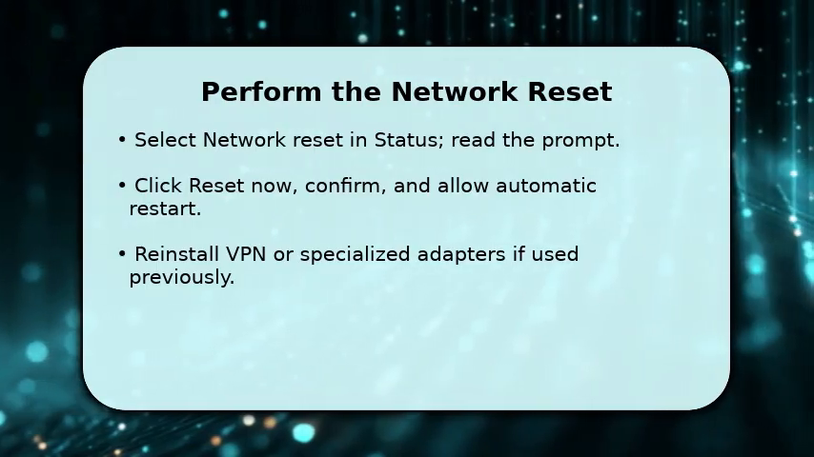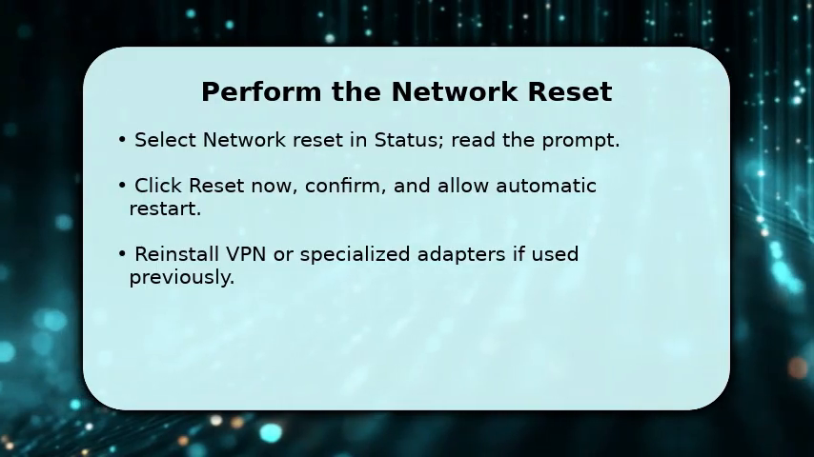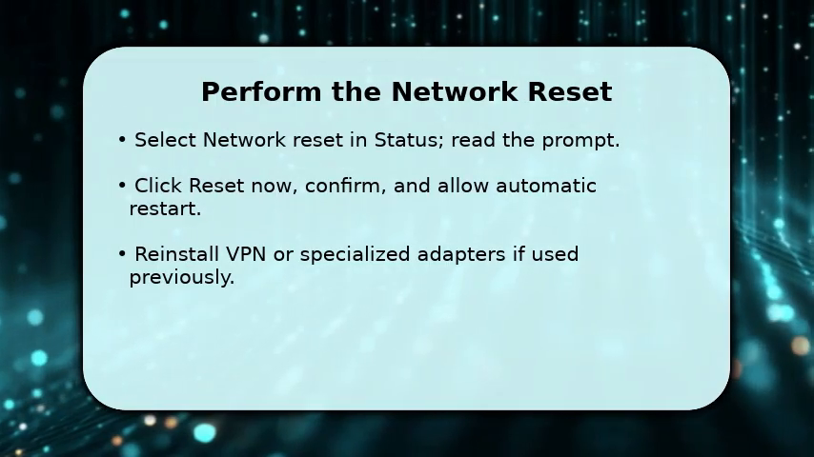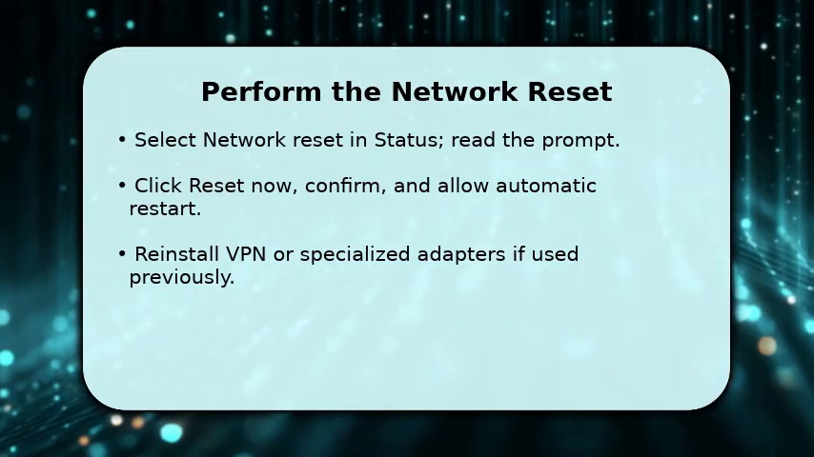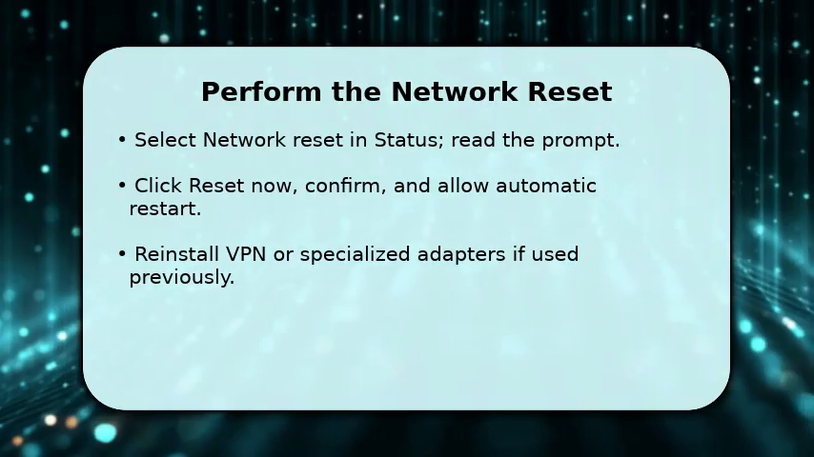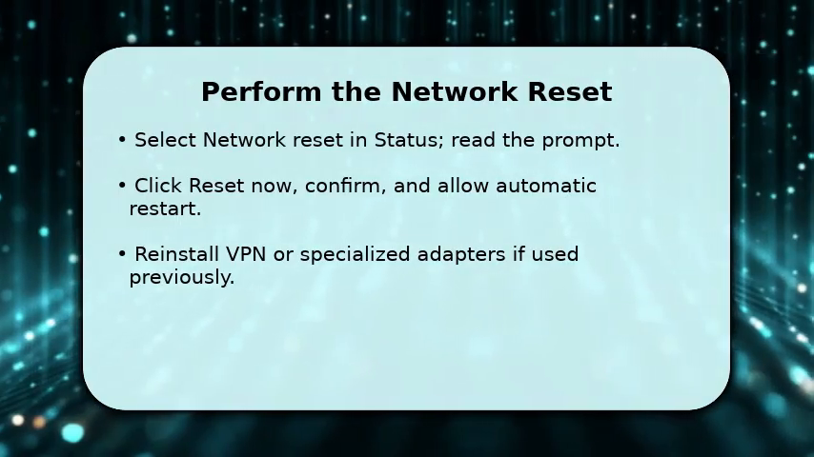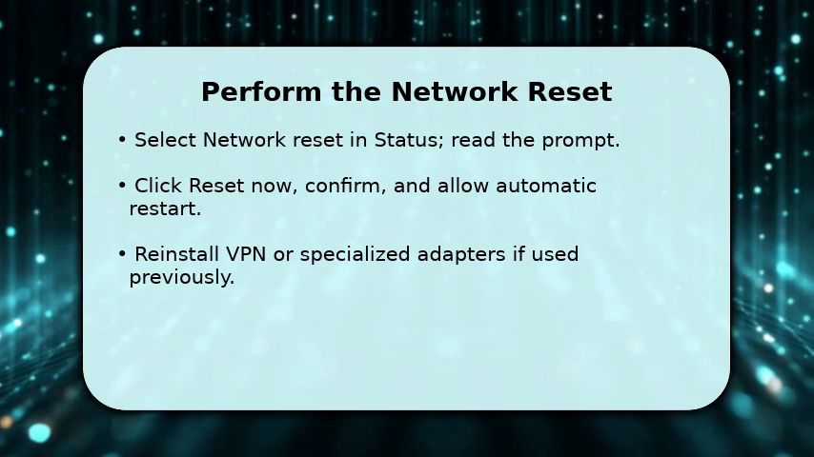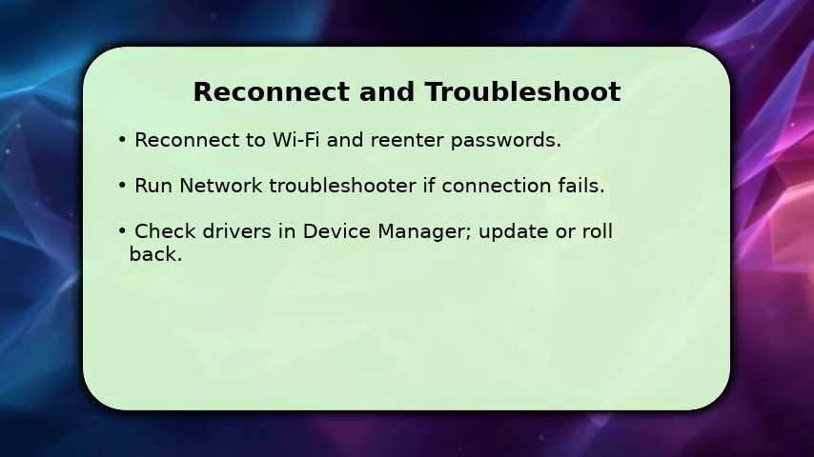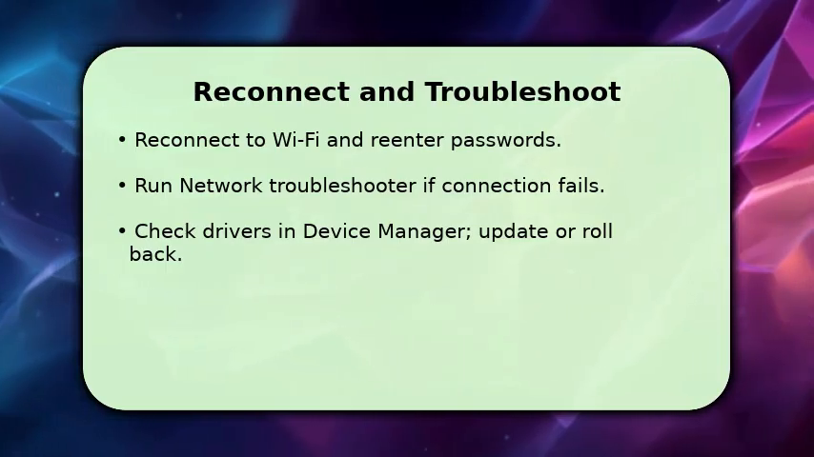After restart, Windows reinstalls network adapters automatically. Make sure to reapply any VPN, virtual adapters, or static IP settings you relied on before. You do this because a full reset clears hidden driver conflicts and cached profiles that simple disconnects cannot fix. After the restart, reconnect to your Wi-Fi and enter passwords. Expect networks to appear as new because profiles were removed.